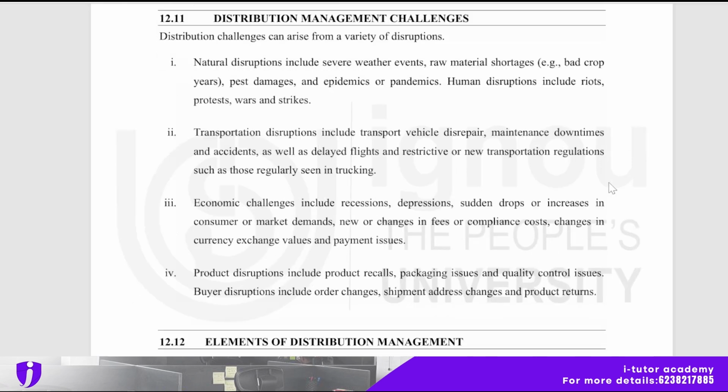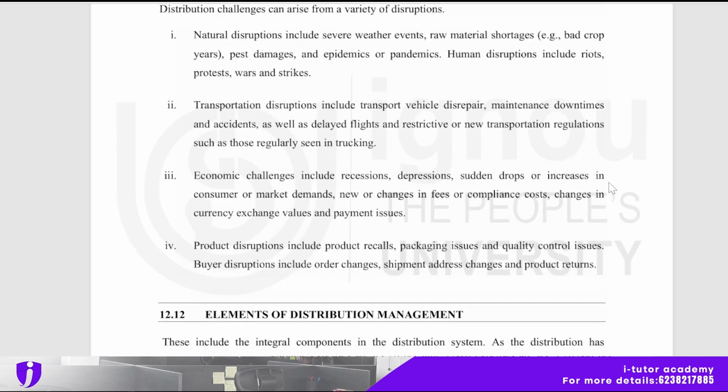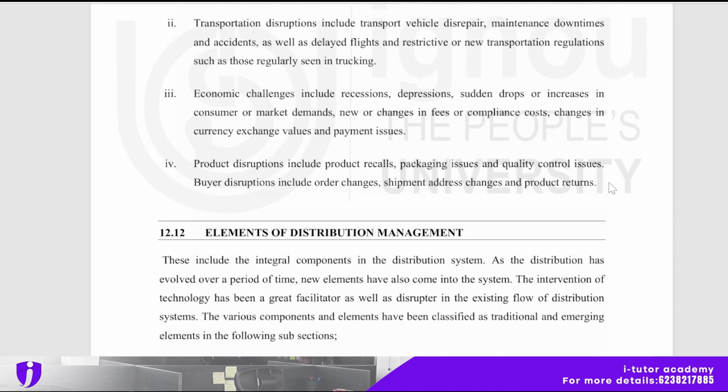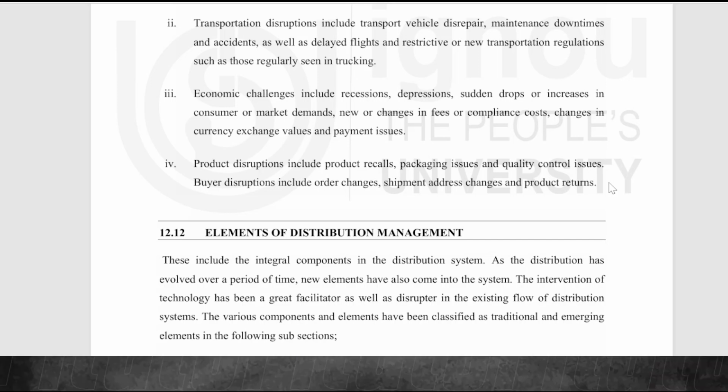Natural disruptions include severe weather events, raw material shortages, that is bad crop years, pest damage, and epidemics or pandemics. Human disruptions include riots, protests, wars, and strikes. Transportation disruptions include transport vehicle disrepair and maintenance downtime and accidents, as well as delayed flights and restrictive or new transportation regulations such as those regularly seen in trucking.